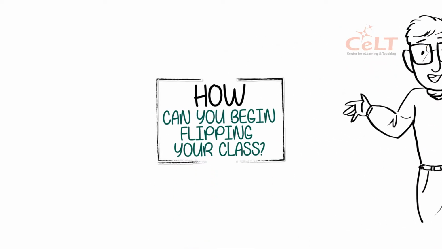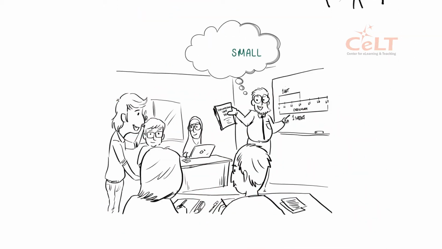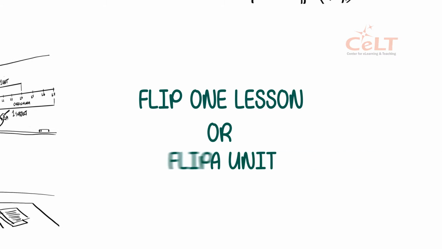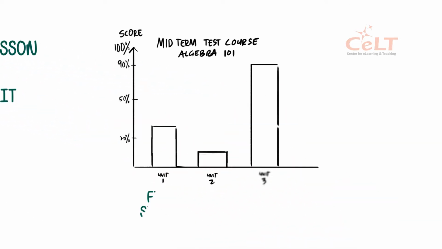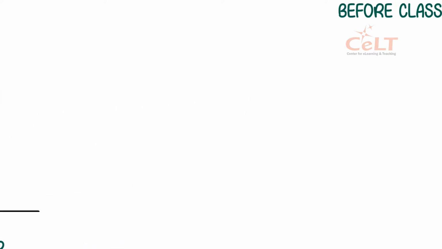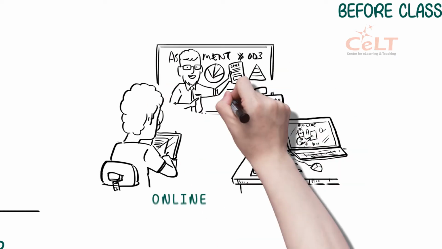So, how can you begin flipping your class? One of the best pieces of advice is to start small. You can flip one lesson, or you can flip a unit instead of the whole course, for students to experience initially. One tip would be to find something that your students struggle with. That would be your first flip lesson. Create resources such as screencasts or online lectures.